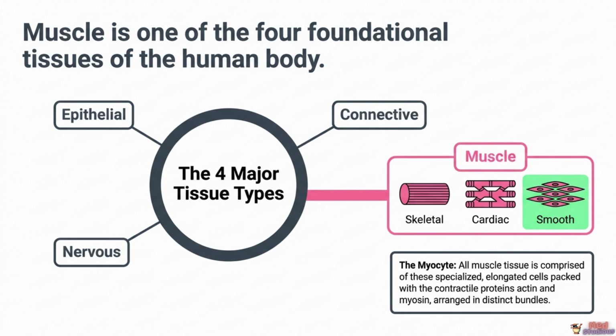Despite their differences in function and location, all muscle tissue shares a common fundamental building block: the myocyte. The myocyte is a highly specialized, elongated cell that comes packed with the contractile proteins actin and myosin. These proteins are arranged in distinct bundles that allow the cell to shorten and generate force. Whether it's a bicep curling a weight, a heart pumping blood, or a stomach digesting food, these underlying cellular components remain the universal engine of biological movement.